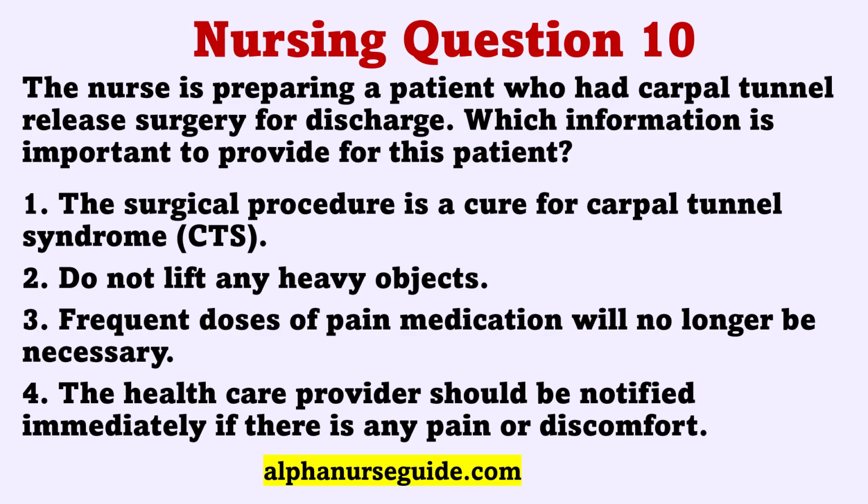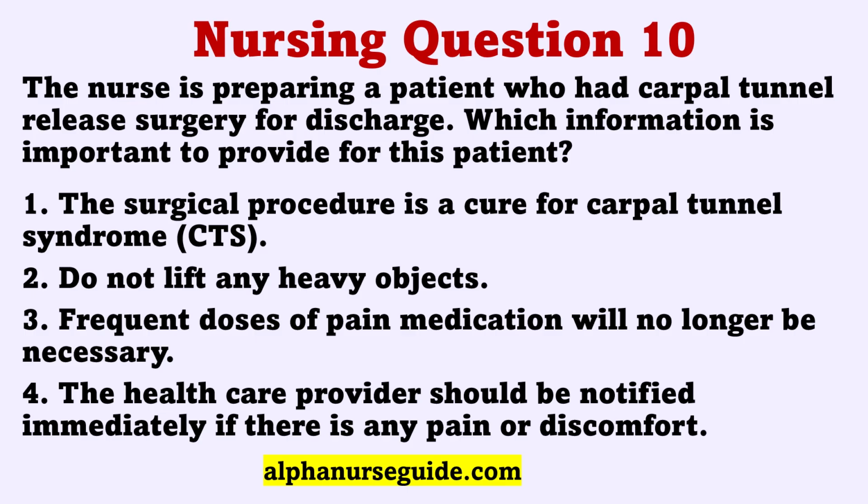The nurse is preparing a patient who had carpal tunnel release surgery for discharge. Which information is important to provide for this patient? 1. The surgical procedure is a cure for carpal tunnel syndrome. 2. Do not lift any heavy objects. 3. Frequent doses of pain medication will no longer be necessary. 4. The healthcare provider should be notified immediately if there is any pain or discomfort.